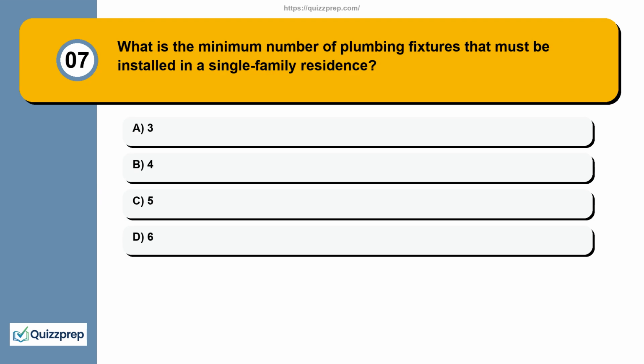Question 7. What is the minimum number of plumbing fixtures that must be installed in a single-family residence? 3, 4, 5, 6.